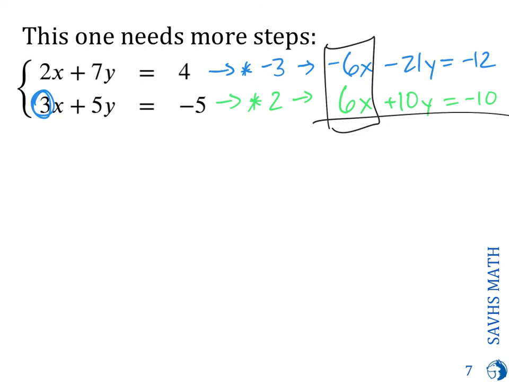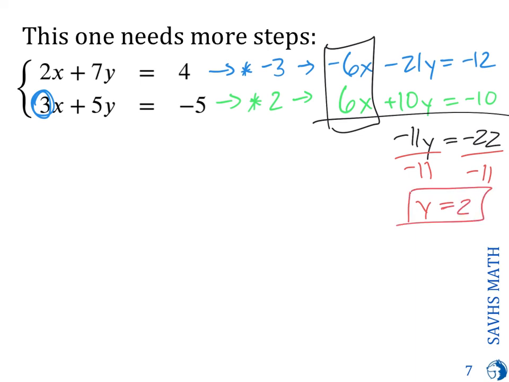So then I can add these together and I get negative 11y equals negative 22. And when I divide both sides by negative 11, I get y equals 2, positive 2. Again, I can just take my y is 2 and put it in for either equation. It doesn't matter which one I use. And then I can solve for x.